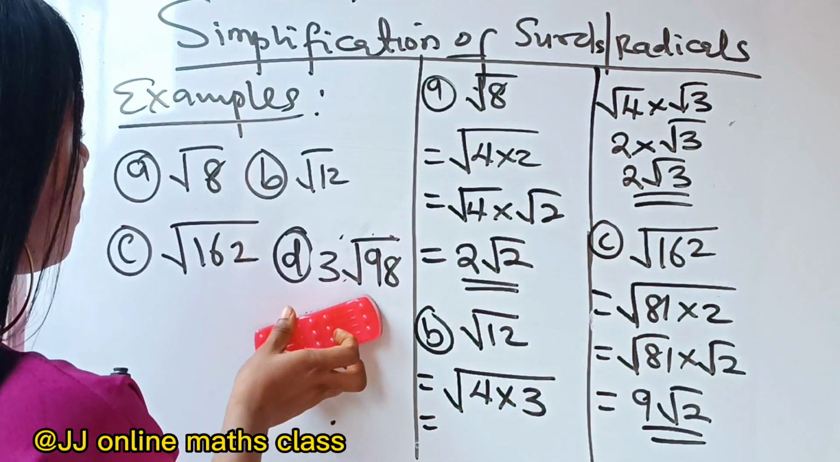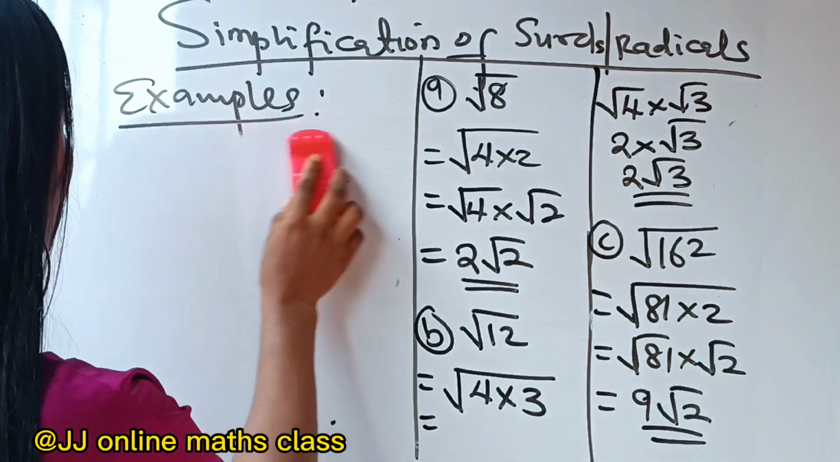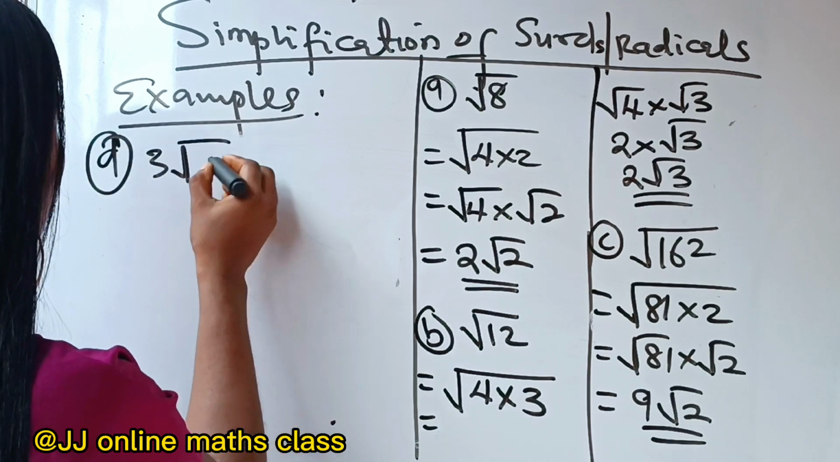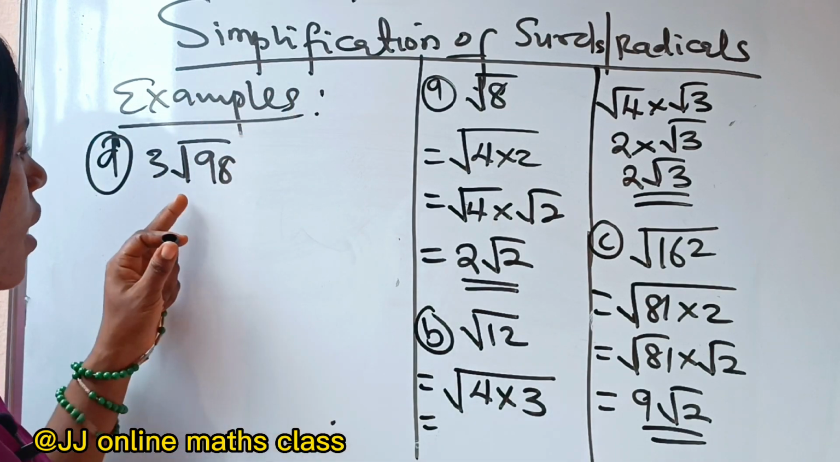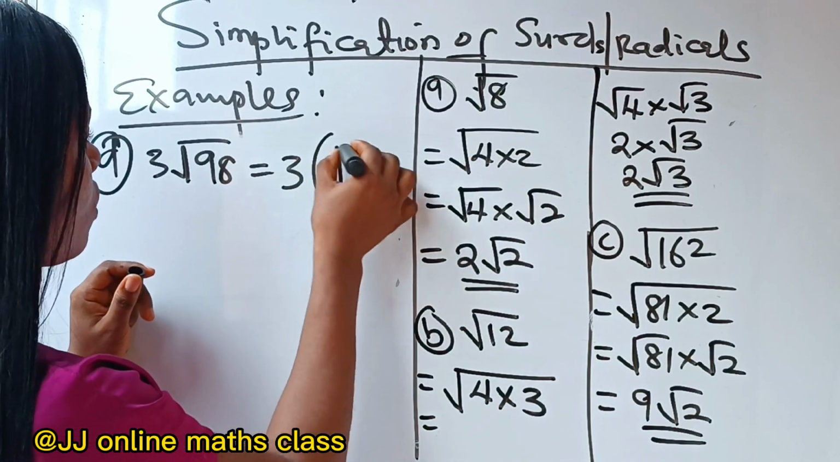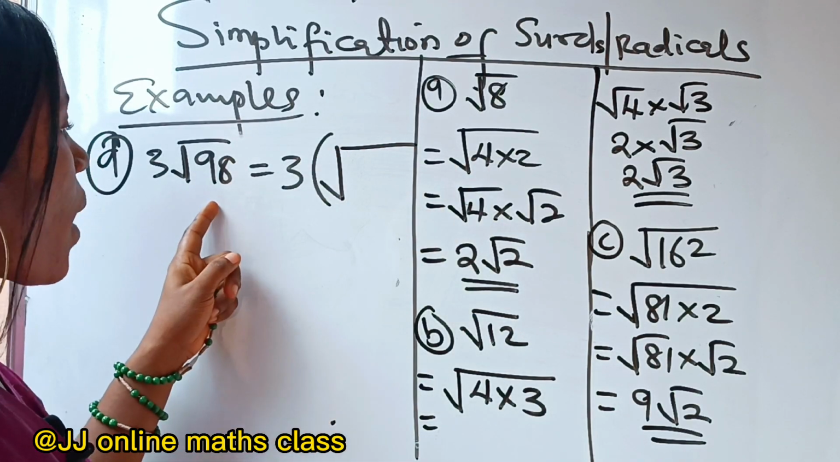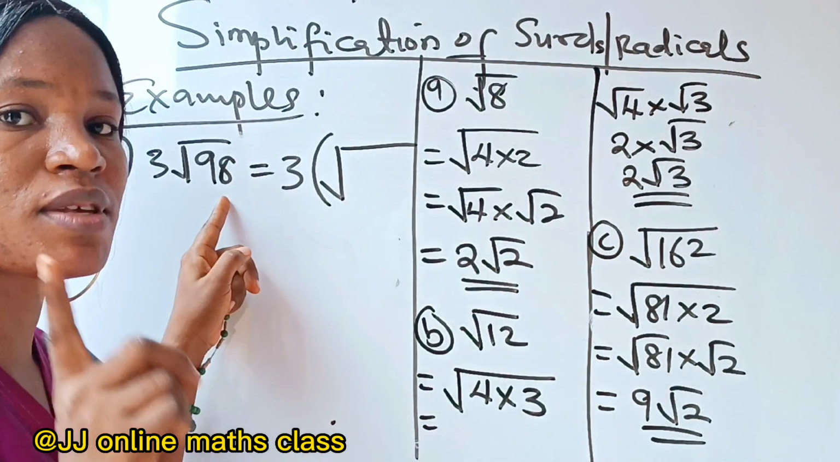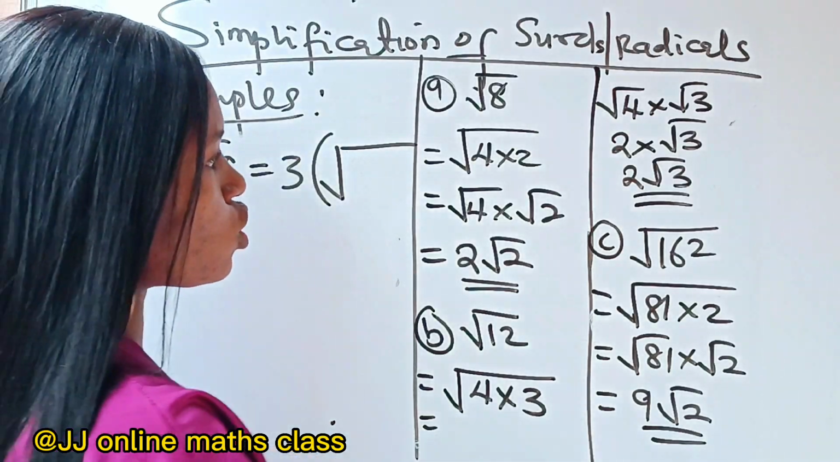Okay, let's solve the last but not the least, which is 3 root 98. So D, 3 root 98. Alright, we all know that this is the same thing as 3 brackets, that is 3 times square root of. Now we are going to get the two factors of 98, in which one of them is a perfect square. So we are going to draw our line.